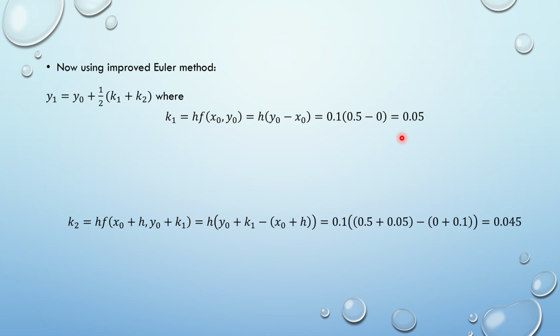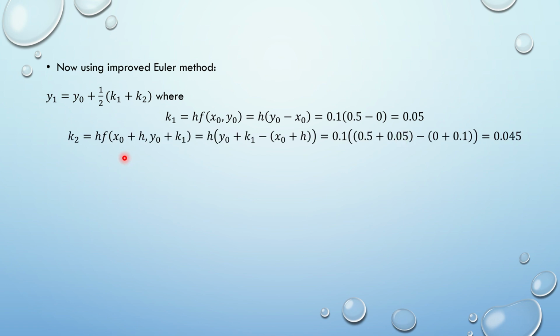Putting the values to get 0.05. Then we would find k2, where k2 is h f of x naught plus h, y naught plus k1. So replacing these values, we have y naught plus k1 minus x naught plus h. Again, it's the y minus x function to give you 0.045. Now putting this and this value in y1 and putting the value of y naught as well, we get 0.5 for y naught, it's 1 by 2, k1 is 0.05, and so on. When you simplify this, you will get 0.5475. It's almost similar to the modified one, but it is improved when you increase the number of significant figures.